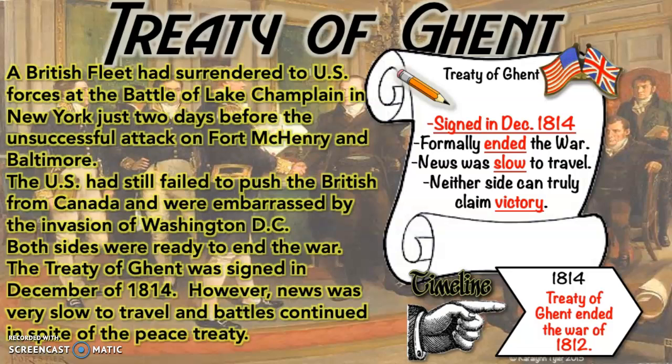And so in a city called Ghent, which is in current-day Belgium, the United States sat down with the British and agreed to a peace treaty to formally end the war. Neither side could really claim victory, so we could kind of consider this one a tie. So in 1814 on your timeline, go ahead and write that the Treaty of Ghent ended the war. Neither side was winning victory where the other side was surrendering, and instead of prolonging the war, they just decided to end it.